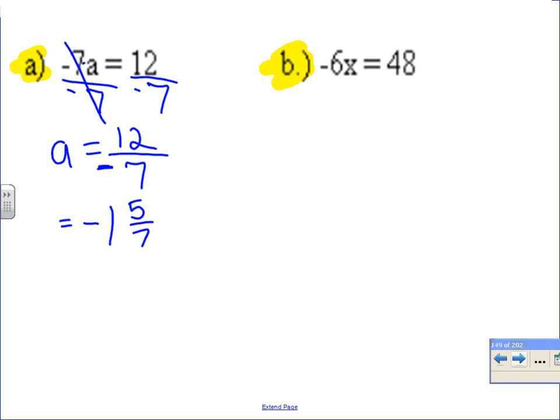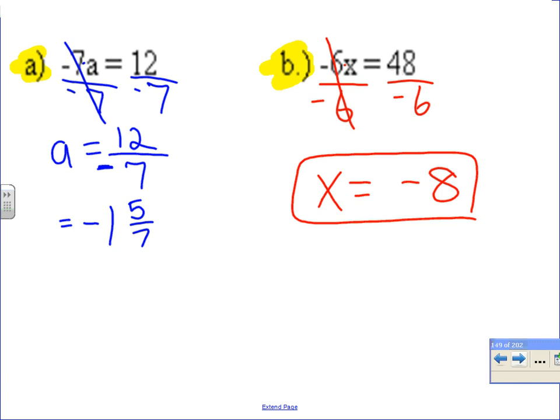Alyssa, how do we get rid of the negative 6? Good. Divide it by negative 6. You have to get rid of it. To undo multiplication, you divide. Emma H., what is 48 divided by negative 6? Good. X is equal to negative 8.